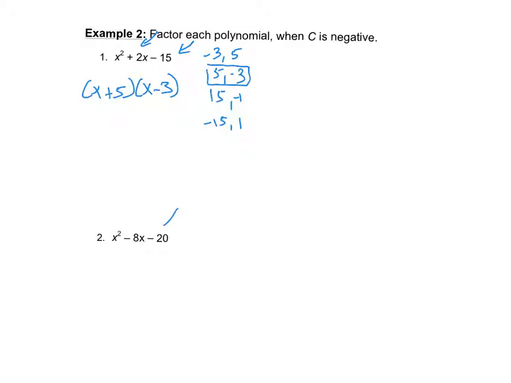Next one, two things that multiply to negative 20. One of them is going to have to be negative. So it could be negative 1 and 20, or 1 and negative 20. It could be 2 and negative 10, or negative 10 and 2. Oops, that's the same thing. Just kidding. It could be negative 2 and 10. But it's actually this one right here. 2 and negative 10 add to negative 8. So it's x plus 2, x minus 10.